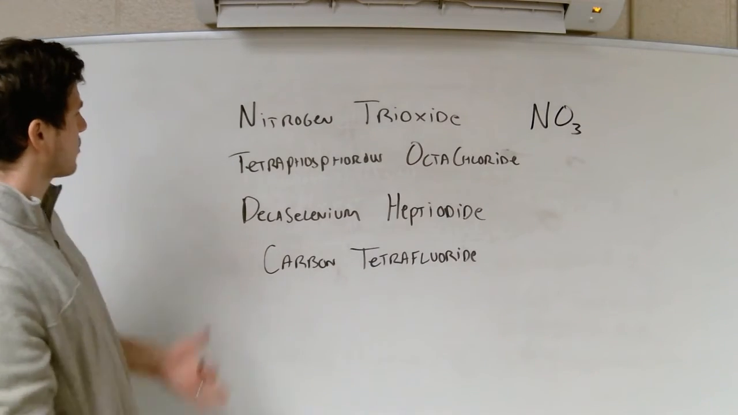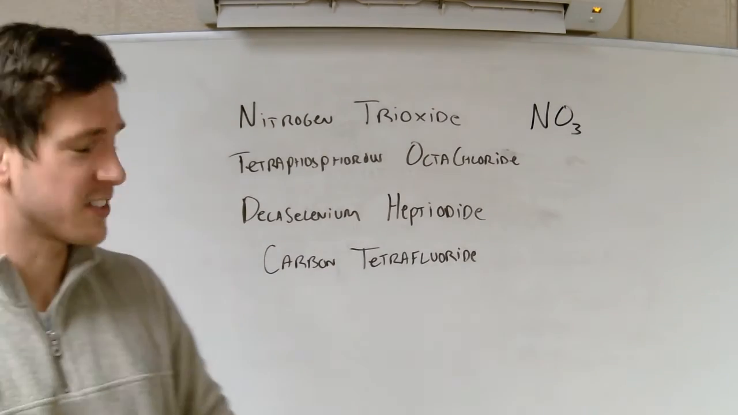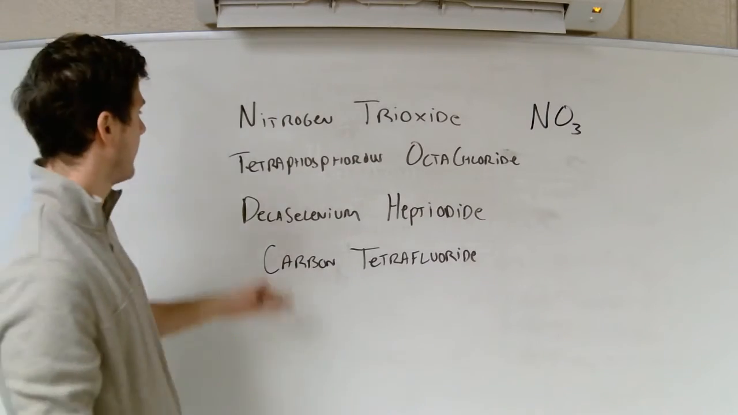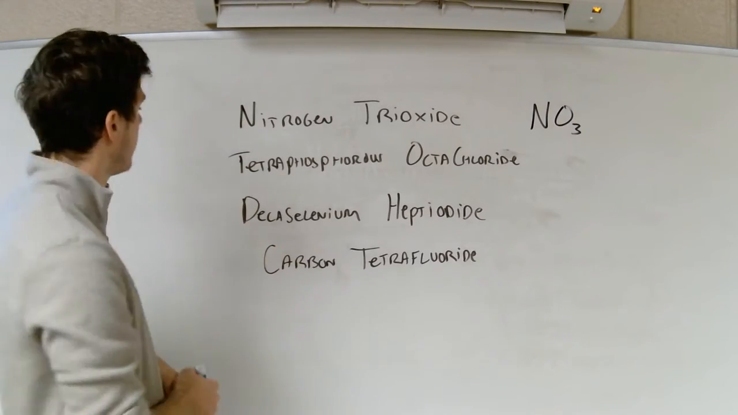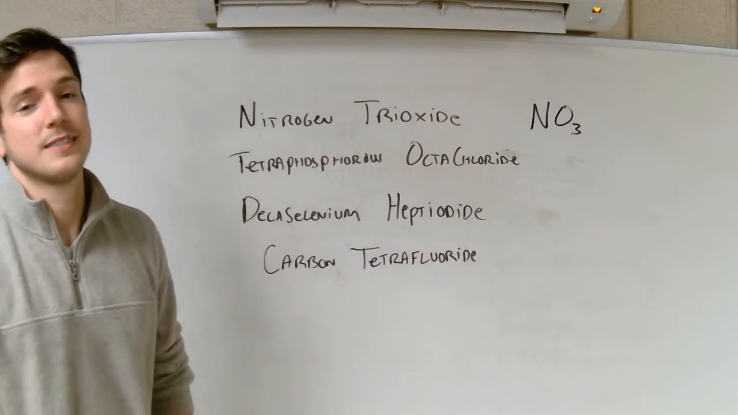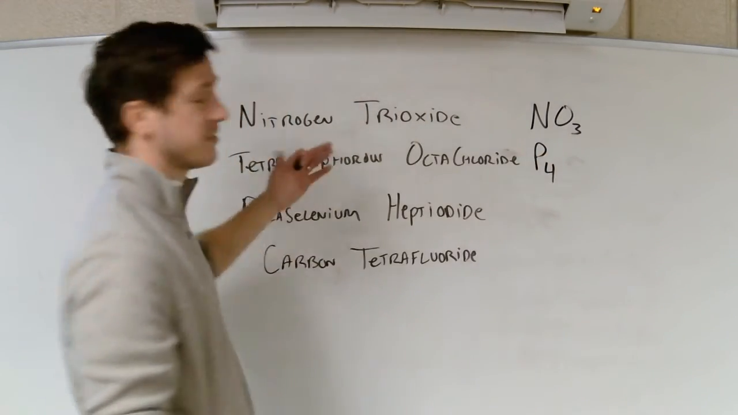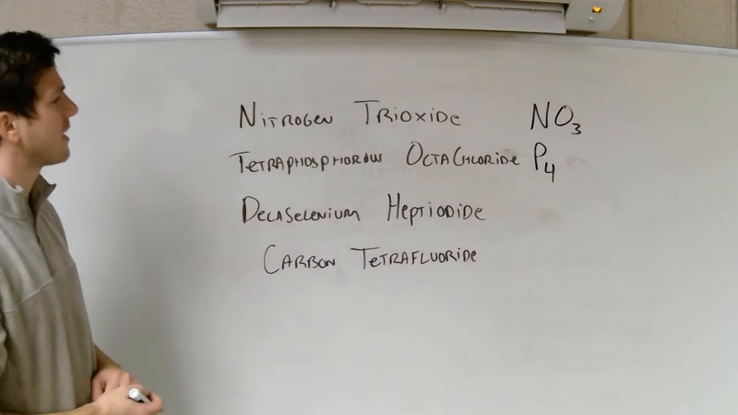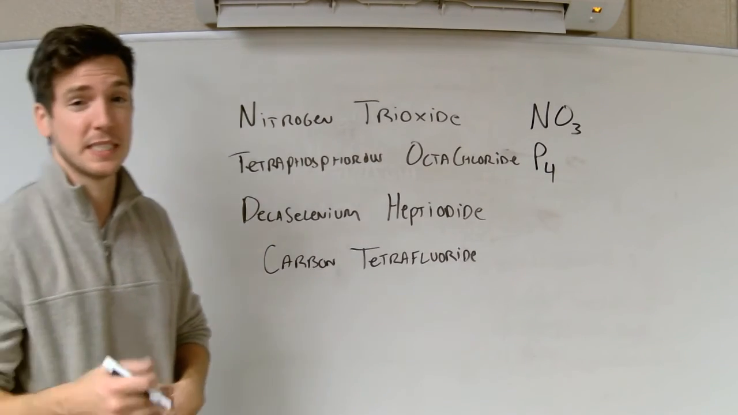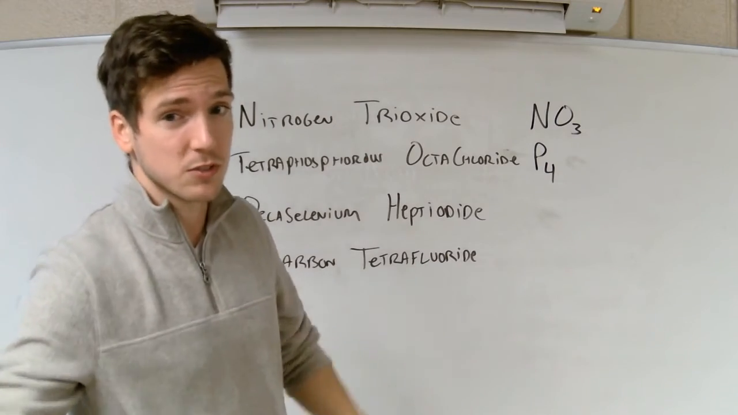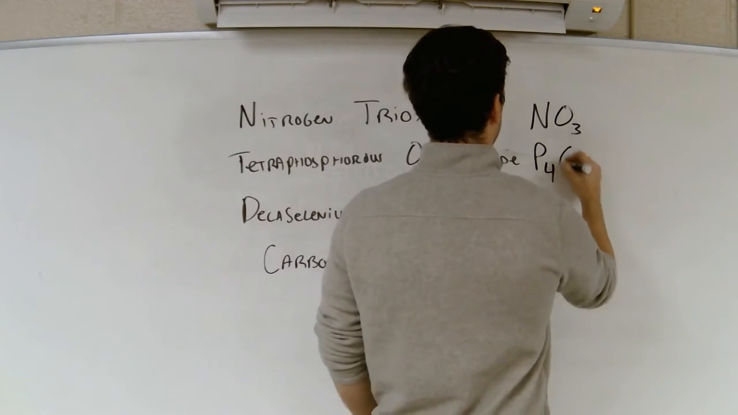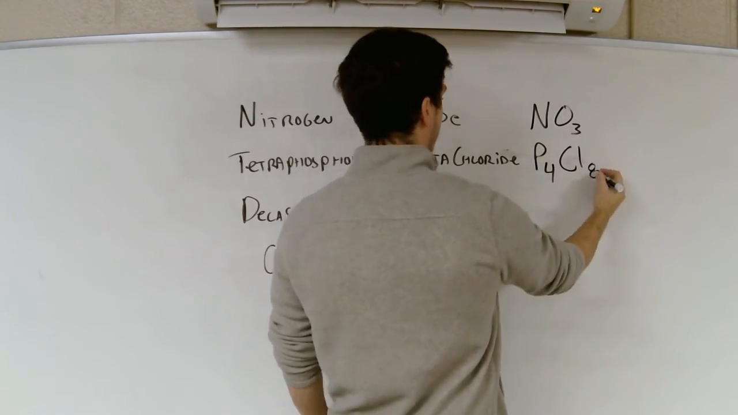NO3. The next one, I look at that, it says tetraphosphorus octachloride. It's got some prefixes in there. It's got to be covalent. Tetra, what does that mean? That means 4, right, from tetras. So P4, because tetraphosphorus. Octachloride. Octa means 8, right? Our octopuses have 8 tentacles. So it'll be Cl, but I will have 8 of them.